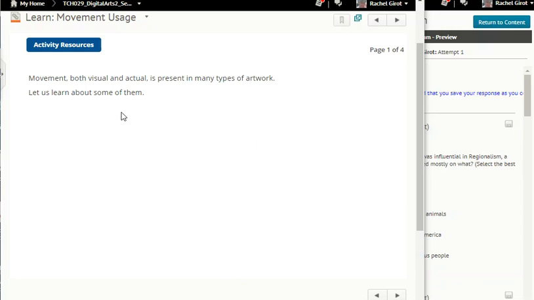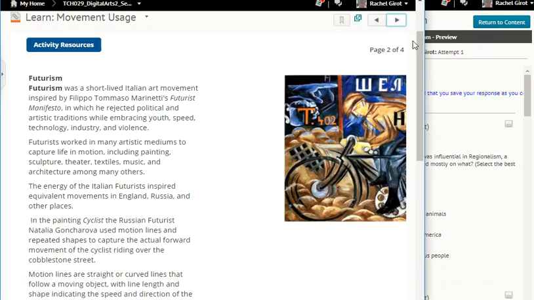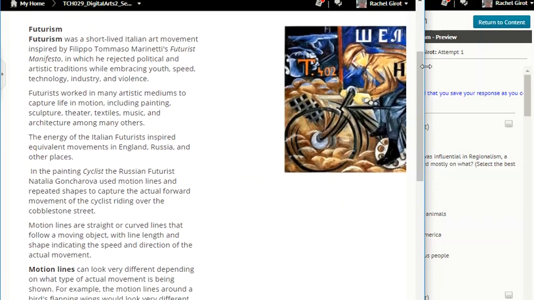Movement, both visual and actual, is present in many types of artwork. Let us learn about some of them. Futurism was a short-lived Italian art movement inspired by Filippo Tommaso Marinetti's Futurist Manifesto, in which he rejected political and artistic traditions while embracing youth, speed, technology, industry, and violence.